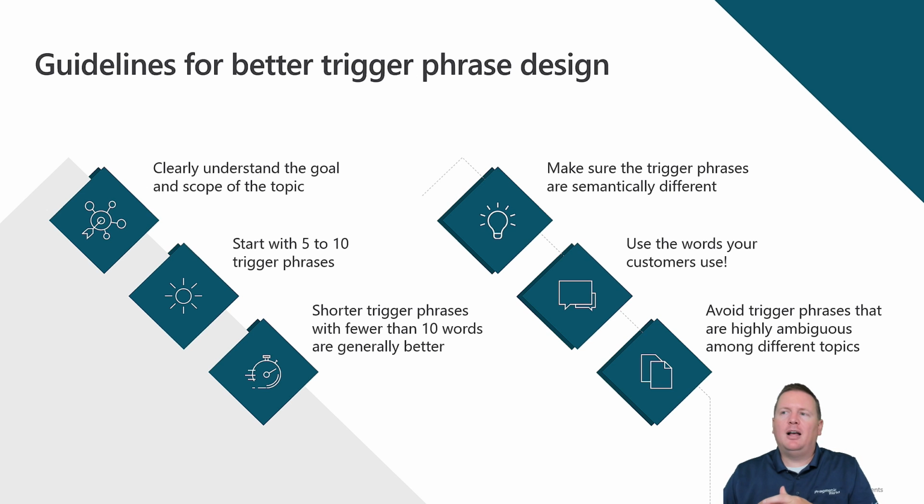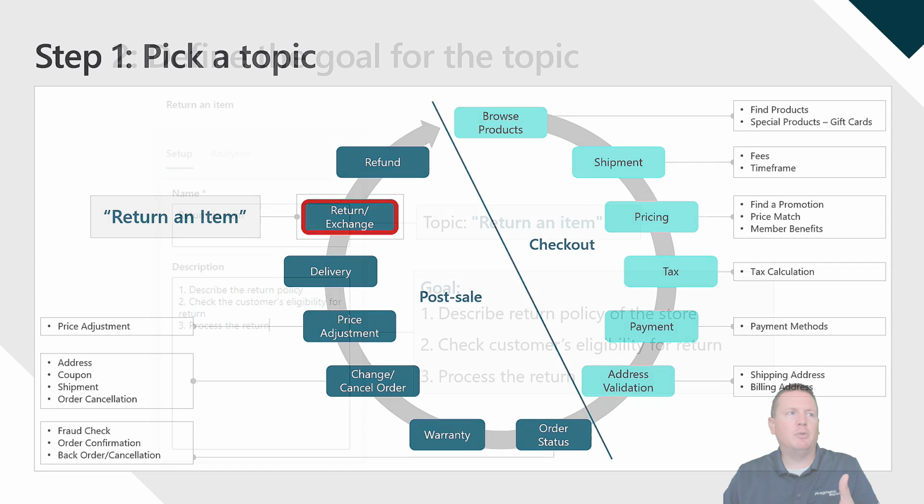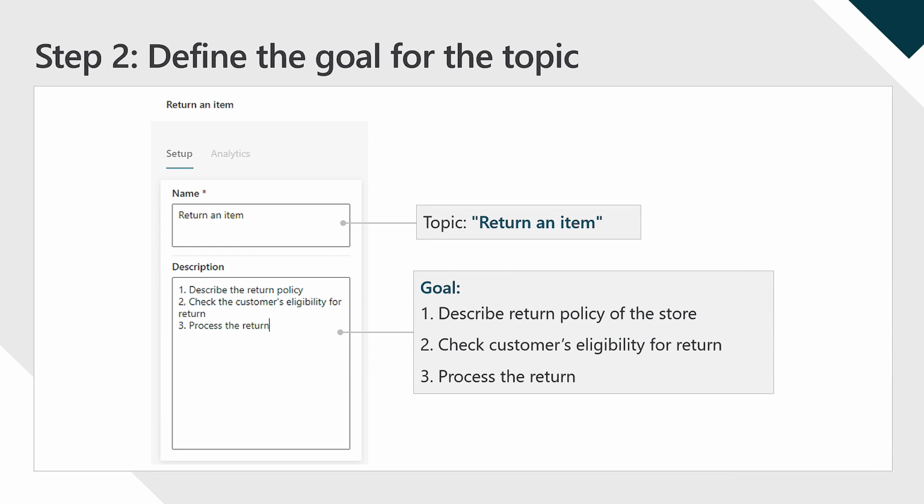And then I mentioned also to avoid highly ambiguous trigger phrases, ones that could be confused across multiple topics. So let's take an example. Let's say we were looking at the return an item topic that we created. A couple key things to point out here. You really want to make sure that your description has a goal. What's the purpose of your topic? And make that very clear.